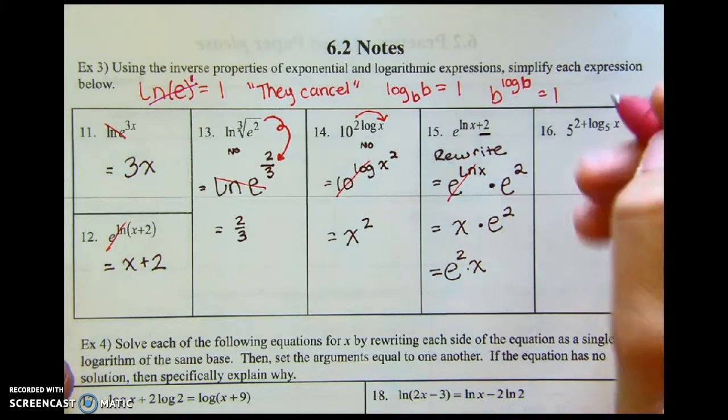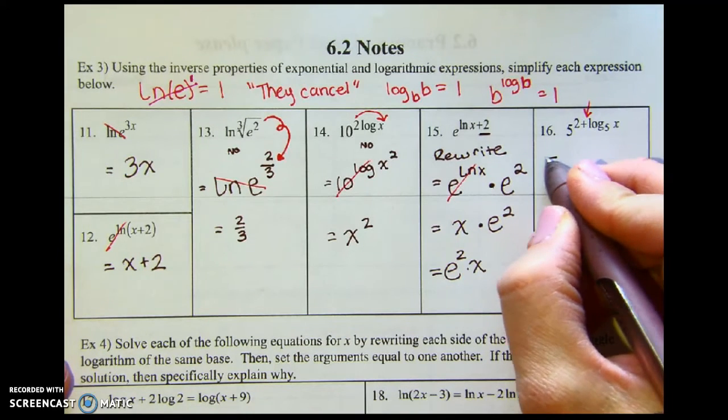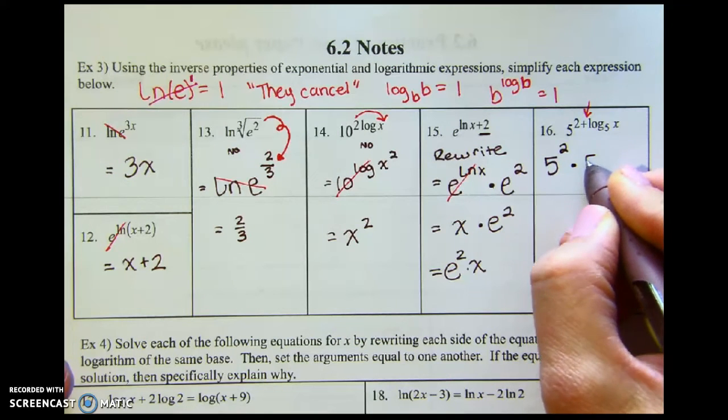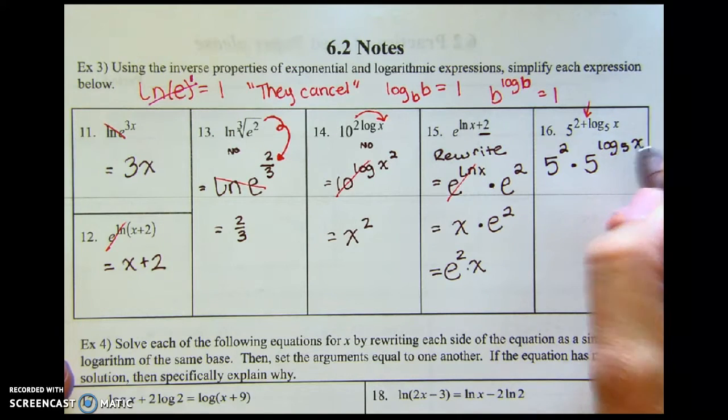Okay, what did I just say about this plus sign? It's not good. We need to rewrite it by writing this as the same base being multiplied. We remember that from our exponent unit before.